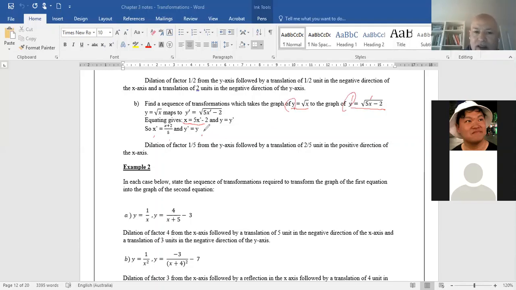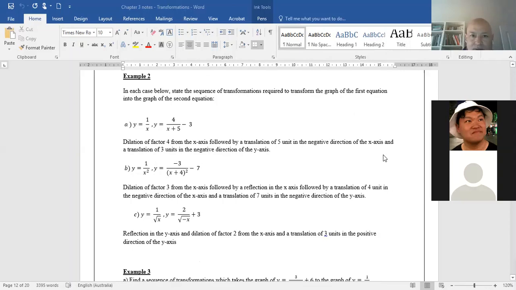And that's already done. So I can see my dilation factor of 1/5 from the y-axis. And then we've got a 2/5 translation along the positive direction of the x-axis. And there's nothing on the y. Nothing at all. The y dash equals the y. So that's all my transformations there. Any questions on that one? Okay, clear that one. Example 2.